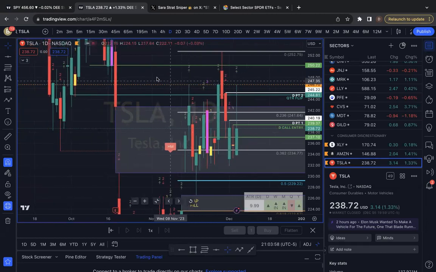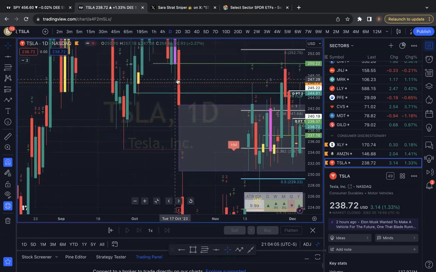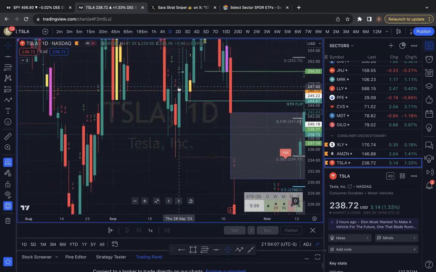So this would be a resistance right here. You can see we had a pivot right here. You see how we rejected it very hard on this day? That's a resistance. If you look to your left, we rejected it here. We bounced off of it here. We rejected it here. We bounced off of it here. This was a resistance turned support.